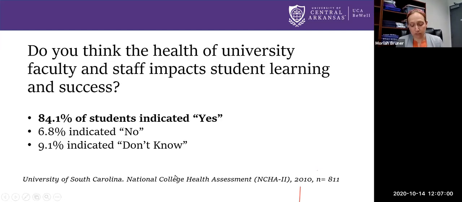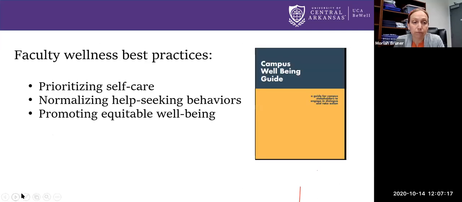And we also looked at some data from the National College Health Assessment that was conducted at the University of South Carolina. And it is clear that students understand these concepts and they believe that the health of university faculty and staff impacts student learning and success. And so we had a really good conversation using the new resource that's available called the Campus Wellbeing Guide. And the conversation focused on three main points: prioritizing self-care, reducing the stigma surrounding the topic of mental health, and normalizing help-seeking behaviors.